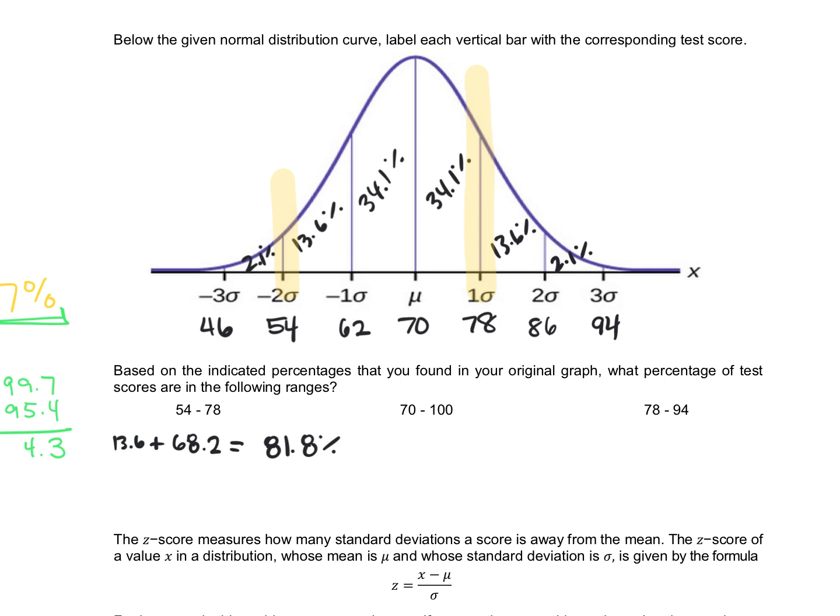Next, we have between 70 and 100. Well, 100. So all of this stuff would be half the graph. So we're going to say 50% of the data falls in there. And then lastly, we have between 78 and 94. So you can see we're going to add 13.6 and 2.1, which gets me about 15.7%.